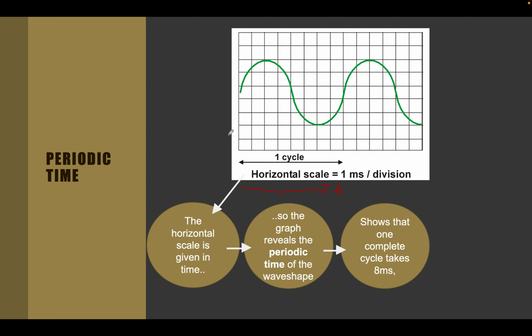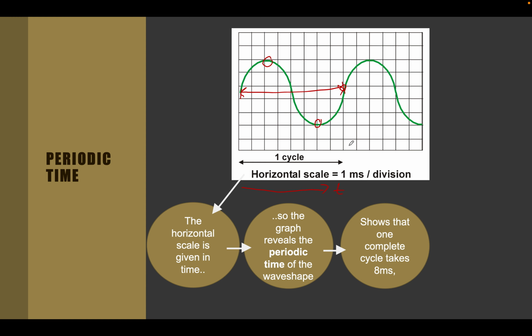And it shows that one complete cycle takes 8 milliseconds. So you're thinking, how have I got 8 milliseconds? Well, look, one cycle is from going to 0 to the peak, down to the negative peak, and then back to 0 again. So the periodic time for this one is in there like that. Okay, let's draw our arrow there.